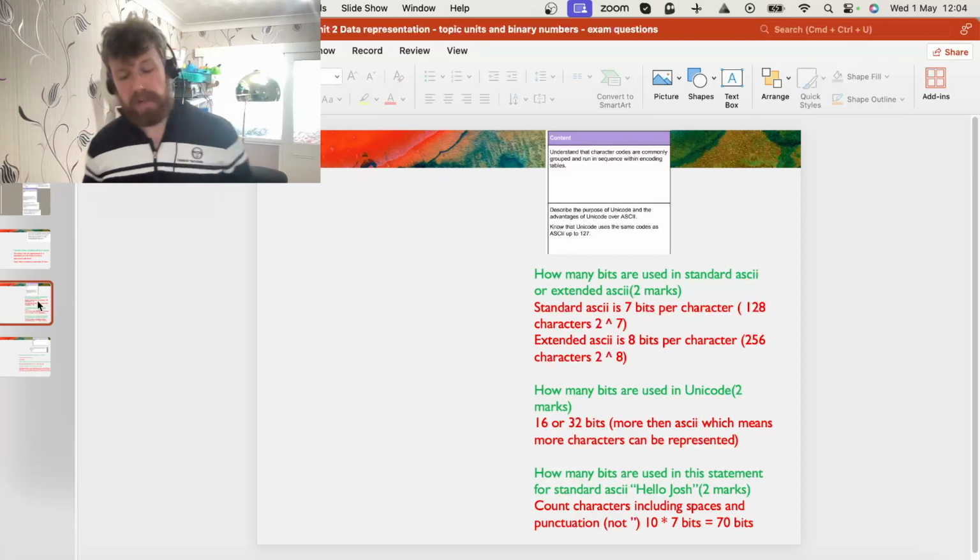And if it's written in standard ASCII, we have to remember that it's 7 bits. If it was extended ASCII, 8 bits. It's unlikely that they would say it's Unicode, but they would tell you how many bits are going to be in there if it was. So we do 10 times 7, so that's going to be 70 bits there.